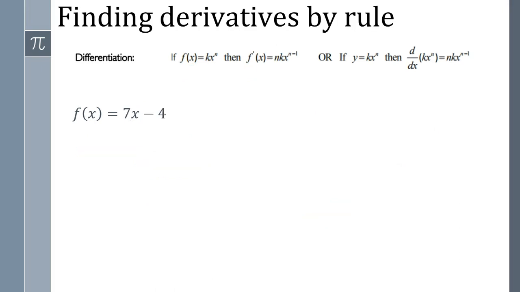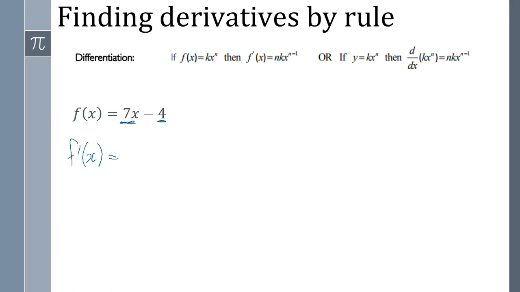So this one has 2 terms, so it's going to be a little bit different. We've got one term there and another term there. So we've got 7x and -4. So we're going to do this in 2 parts. We're going to do each term separately. So I've got f of x, which becomes f dash x.